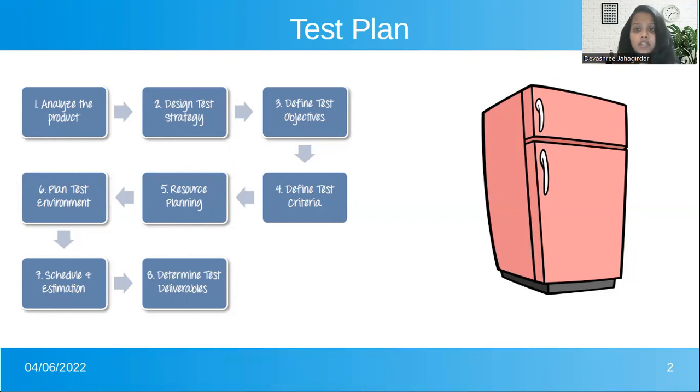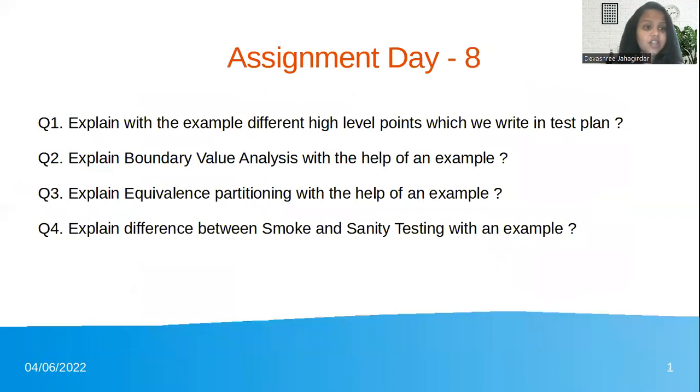So this is for the test plan. These are the high-level points of the test plan: analyze the product, design test strategy, define test objectives, define test criteria, resource planning, plan test environment, schedule and estimation, and the last is determine test deliverables. So this is what the test plan is. Now moving to the next question.